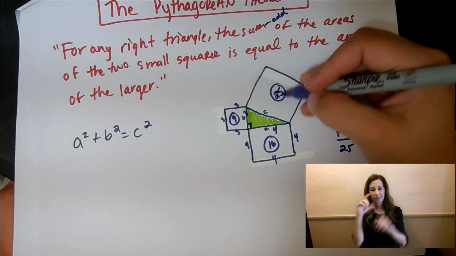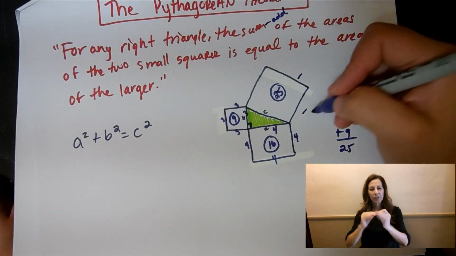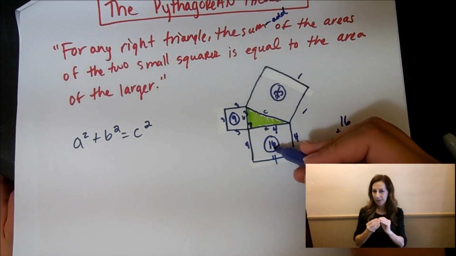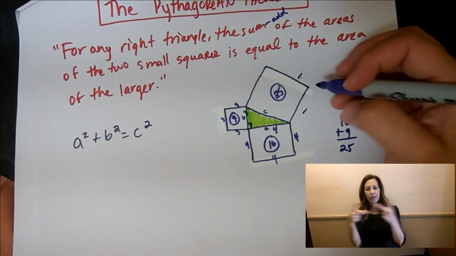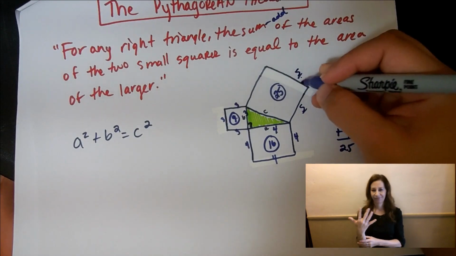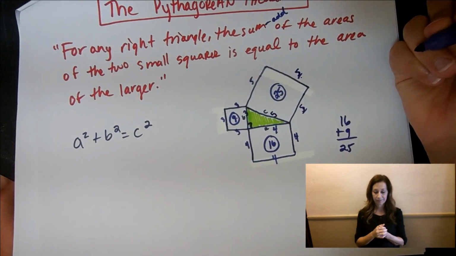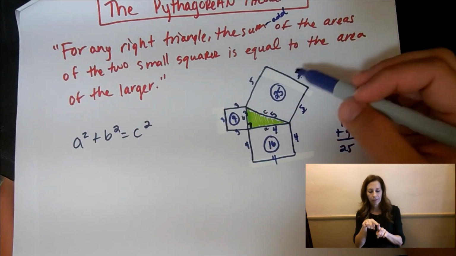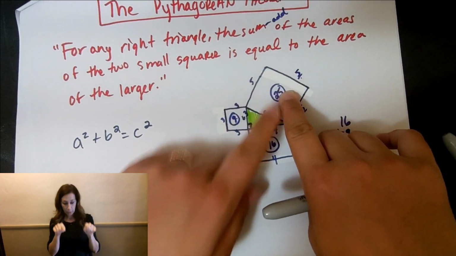And if this is 25, well, what number times what number will get me 25? That's the same number. Look here. 4 times 4 is the same number, and it gets me 16. This one is 3 times 3, it gets me 9. What times what makes 25? 5. So if this is 5, that is 5, that is 5, and this is 5. So it's saying for any right triangle, the sum of the areas of the two smaller squares is equal to the area of the larger square.